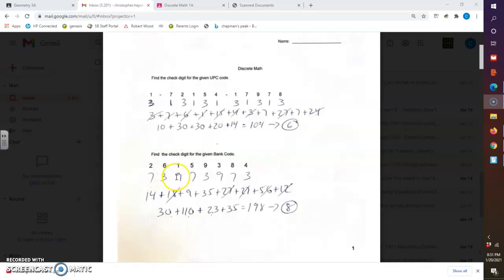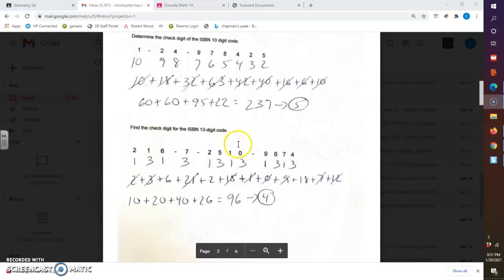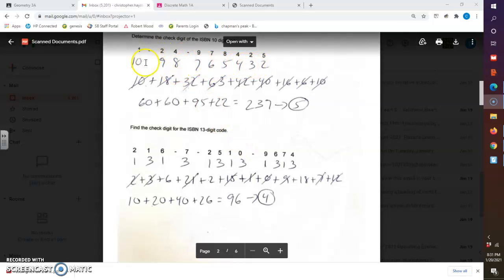Here for bank code, 73973, we're multiplying and then adding. You get your number, previous multiple of 10. For the 10-digit book code, 1098765432, we're multiplying and adding it together.